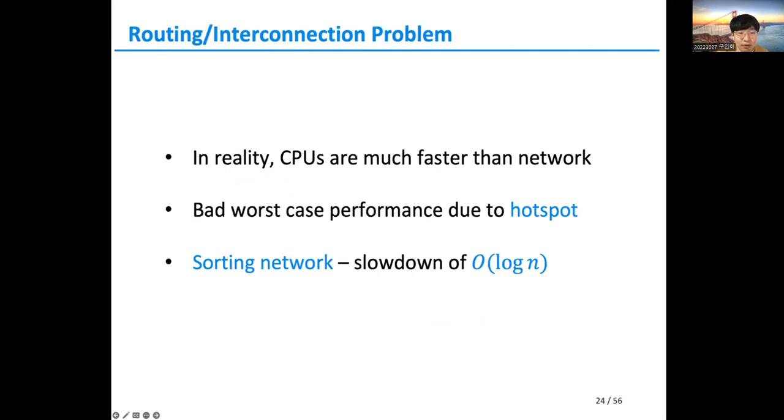Next, we'll look into routing and interconnection problem. Routing and interconnection problem is a simulation of a MPC on a BDN. In this problem, the processor and memory module pair is connected through a fixed degree network instead of a fully connecting network. So this leads to a contention on the network on a single cycle because some links should be shared inevitably.